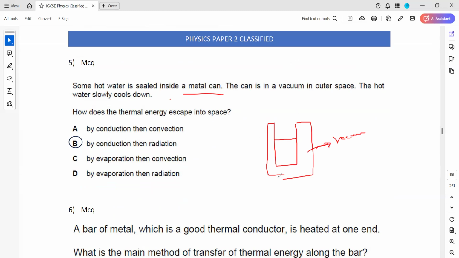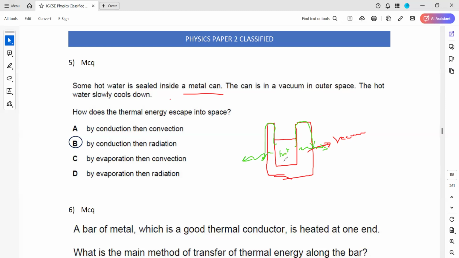Because this is a metal can, and it has hot water in it, the energy will transfer by conduction. Conduction happens within the metal, and between the two surfaces. Then, because first the conduction happens, and then through the vacuum, the radiation can travel through the vacuum.